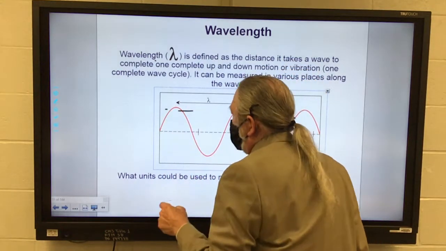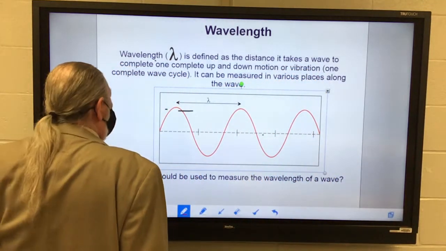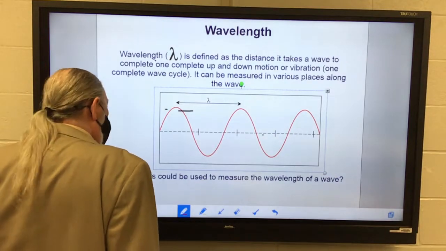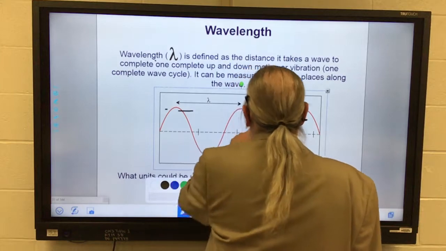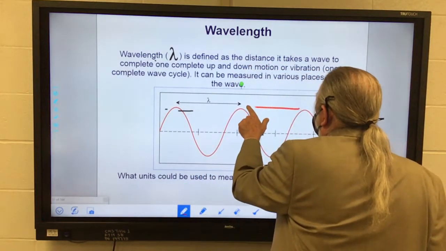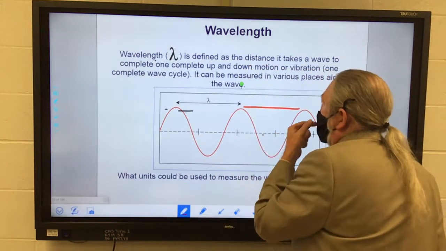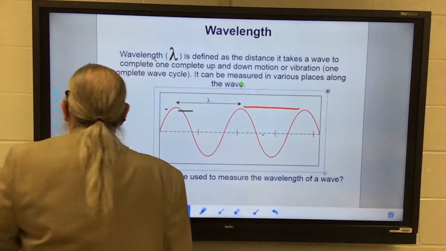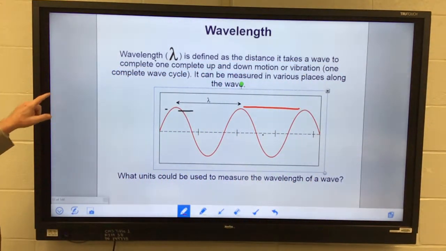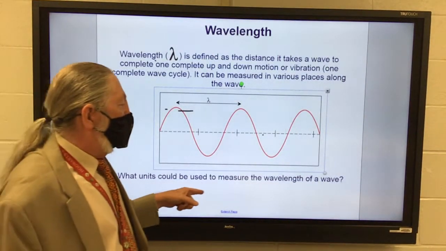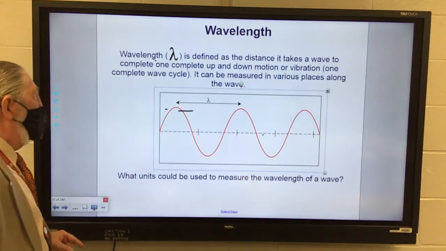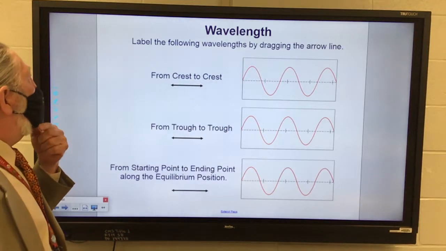Mr. Hughes, hang on a second. Okay? Basically how wide the wave is, right? Wavelength. Okay, makes sense? Okay, so what units could be used to measure the wavelength of a wave? Well, let's find out. Okay, so look right here.